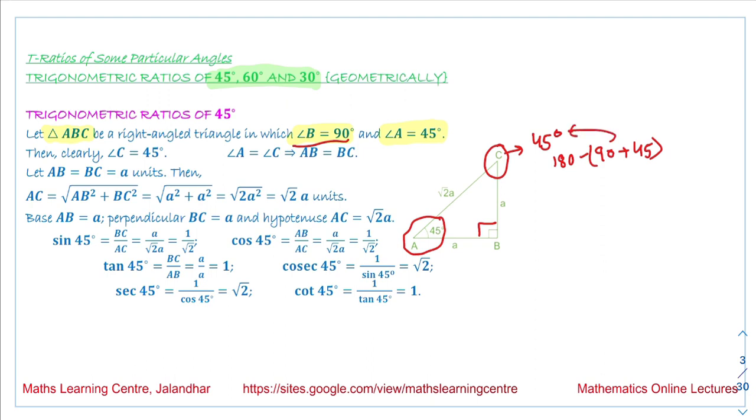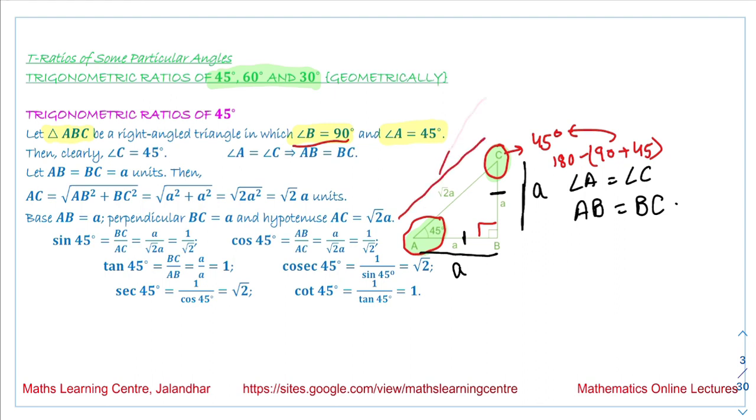So this tells us that angles A and C are the same. It means the lengths AB and BC will be equal, because angle at A is equal to angle at C. Suppose this length is a and this length is also a, then the length AC will be square root of a square plus a square, that is equal to root 2 a. Now we are writing the values of the ratios.